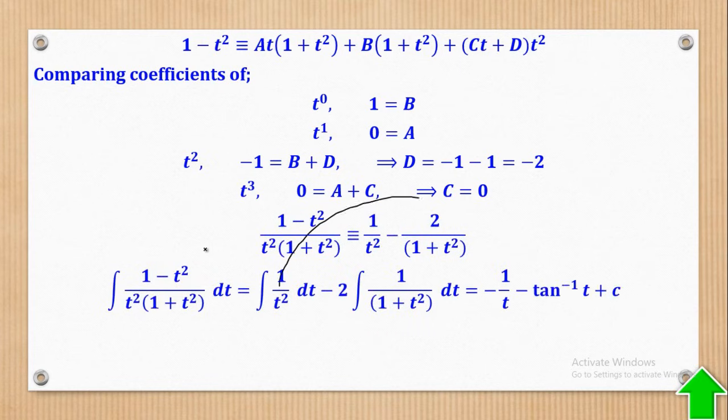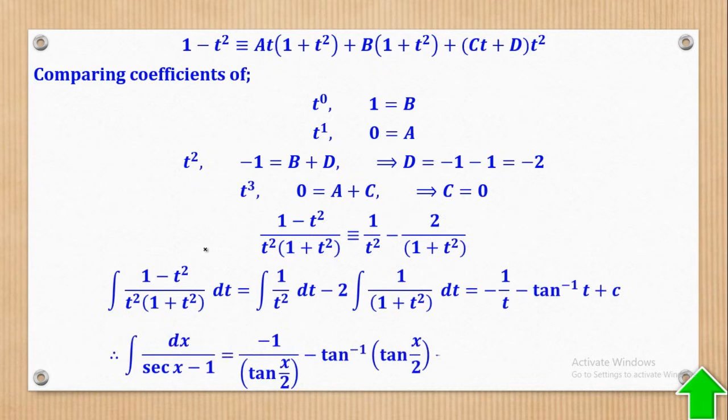So integrating this gives you negative 1 over t. Integrating this gives you arctan t. Substitute for t, and you'll come up with that.